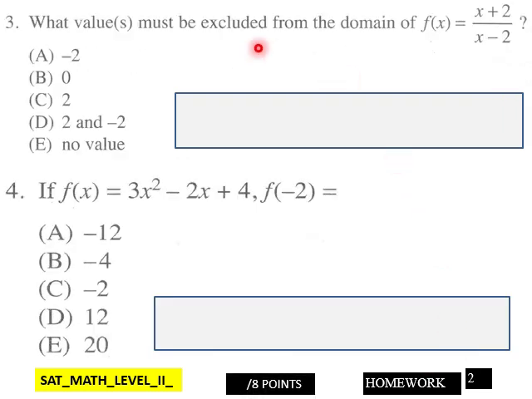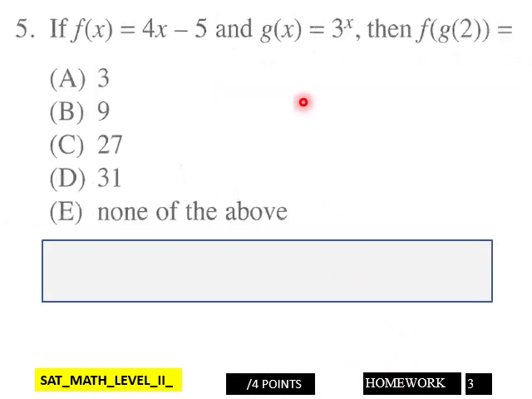Page 2, what values must be excluded from the domain of f of x equals x plus 2 over x minus 2? Decide that. And number 4, if f of x equals this, then f of negative 2 would equal blank. So fill in that blank from these choices here. And you have 8 points for page 2.